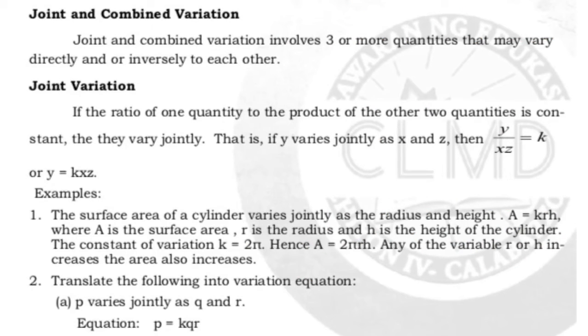Okay, let's have the next one, joint and combined variation. So joint and combined variation involves three or more quantities that may vary directly and or inversely to each other. Let's have first joint variation. If the ratio of one quantity to the product of the other two quantities is constant, then they vary jointly. That is, if y varies jointly as x and z, then y over x times z equals k, or constant of variation. And you can also have that one as y equals k times x times z.